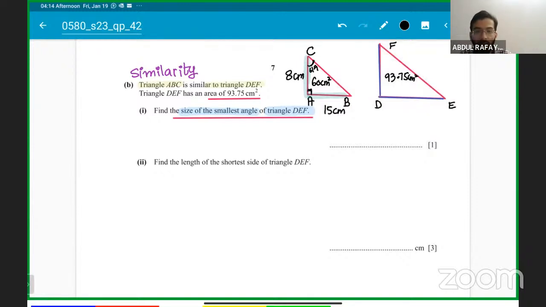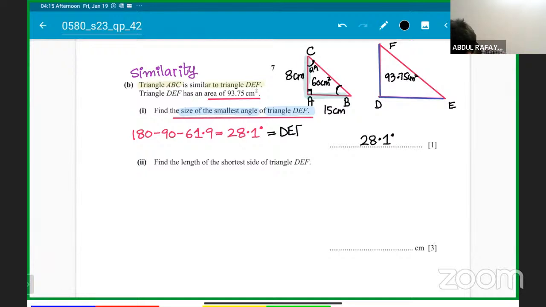So this one is 90 degrees, this is 61.9 degrees, and this angle will be the smallest one, okay? Everyone getting it clear? So that's why it's only 1 mark: you can say that 180 minus 90 degrees minus 61.9 degrees will give us the smallest, because angles in both of them will be the same. Okay, everyone getting it? Angles in both of the triangles will be the same because of the same proportion. 28.1 degrees is the answer for the smallest angle of triangle DEF. Okay, everyone got this clear? So this angle will also be 28.1, this angle will be 90 degrees, and this angle will also be 61.9. Only the length will be different.